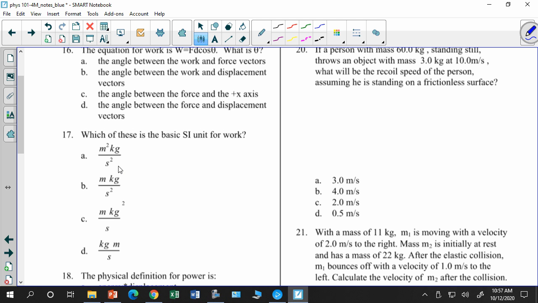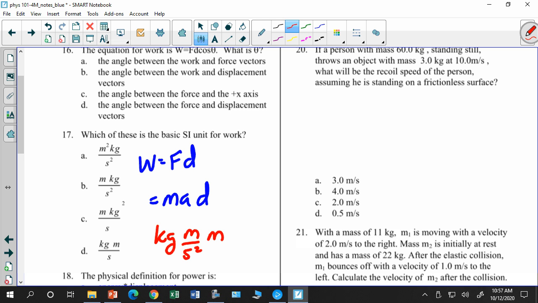I think actually it did do some units problems like this, so make sure you're reviewing your SI units. Anytime I ask you what the SI units are for something, like for example here in the case of work, you would say work is equal to force times displacement. And I know that force is equal to mass times acceleration times displacement. So just break down your equation to its most basic forms, and then put in the units for each of these. Kilograms, meters per second squared, meters, and so the answer would be kilogram meter squared per second squared.